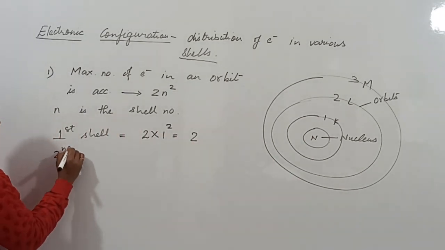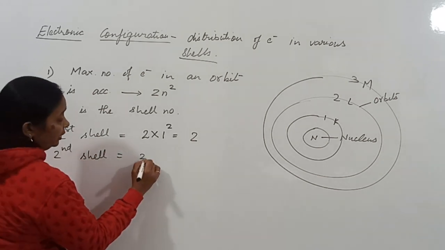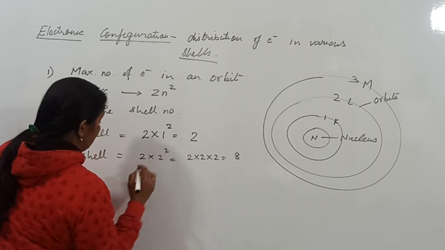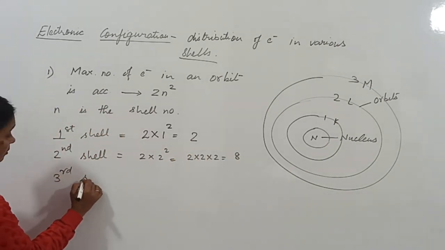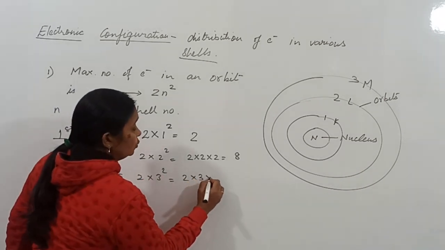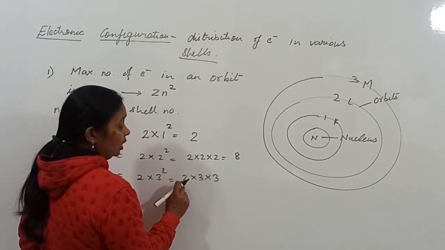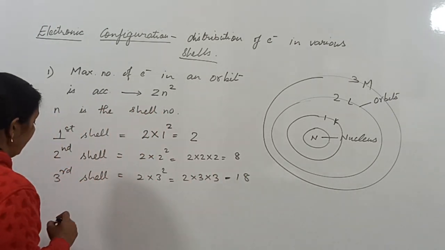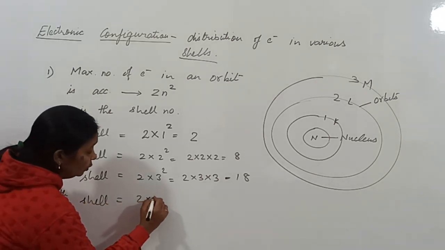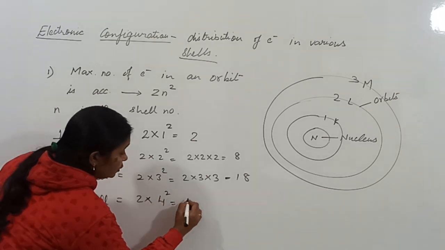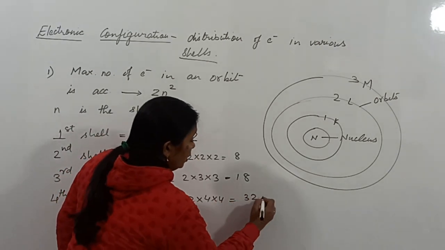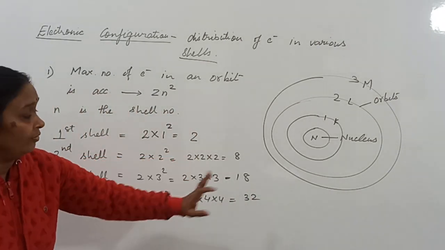In the second shell, 2 into 2 square, that is 2 into 2 into 2, is equal to 8. Third shell, 2 into 3 square, that is 2 into 3 into 3. 3 3s are 9, 9 2s are 18. And the fourth shell will have 2 into 4 square, that is 2 into 4 into 4. 4 4s are 16, 16 2s are 32. So these many electrons are filled like this.